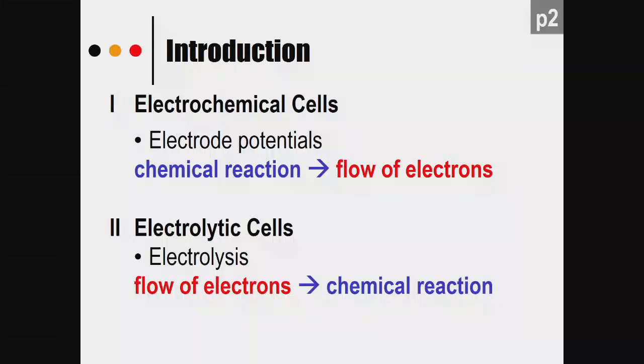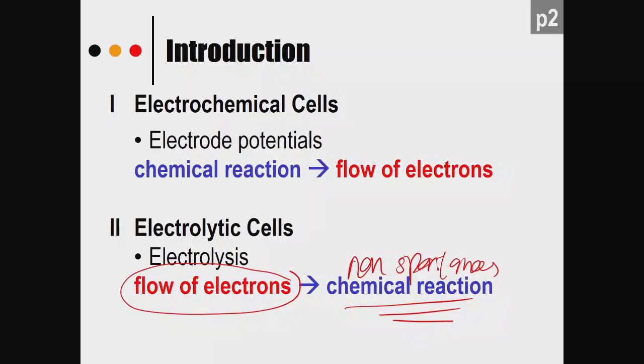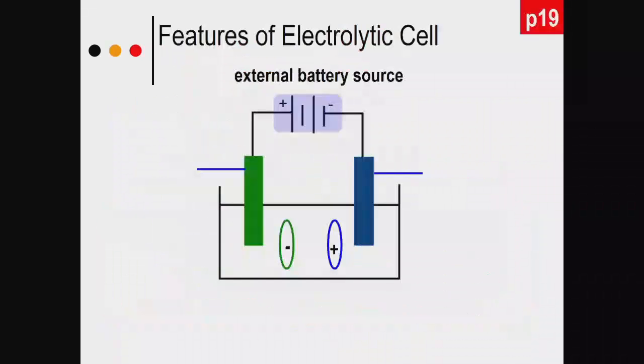Now with that, we will move on to the next part of the lecture on electrolysis. Recall, what is electrolysis? Electrolysis means that the reaction is non-spontaneous. So to cause this non-spontaneous chemical reaction to take place, I need electricity to drive this non-spontaneous reaction. Now, let's look at what an electrolytic cell is made up of.